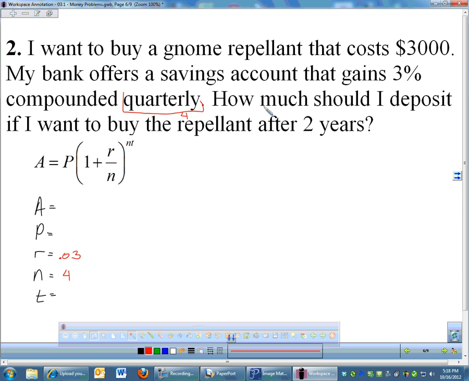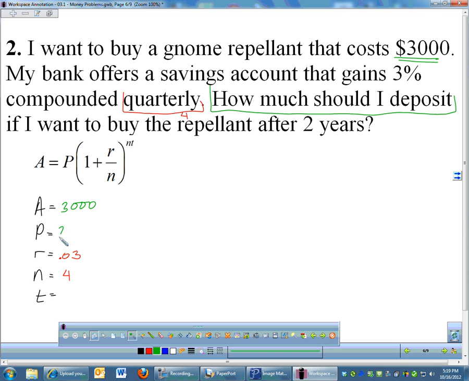How much should I deposit? There's the question. How much should I deposit? That's saying what should P be? So P is the unknown. I want to know how much to put in the account so that I accumulate 3,000. So 3,000 is the final amount. I want to find out what P is, and I want to buy this repellent after 2 years.